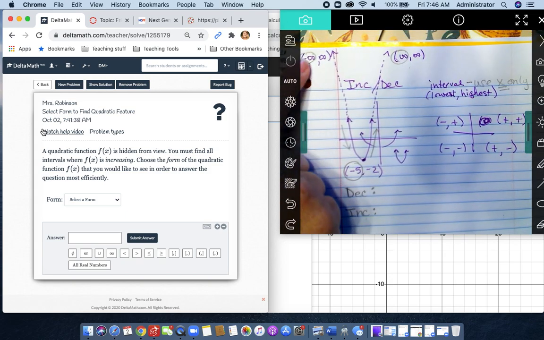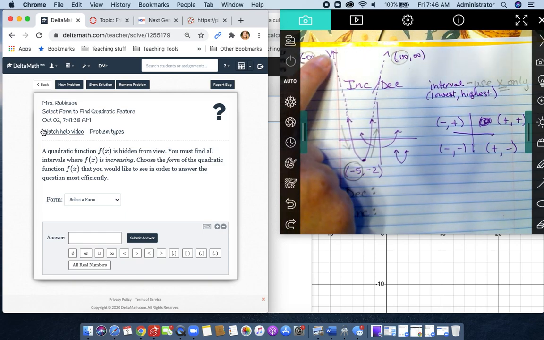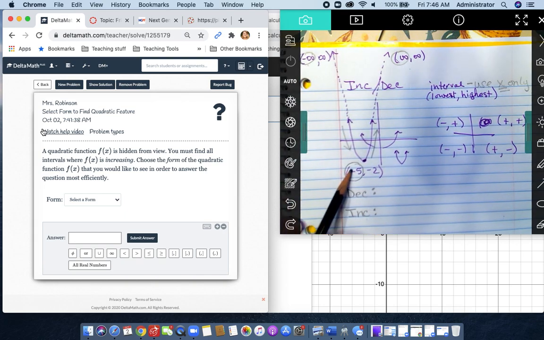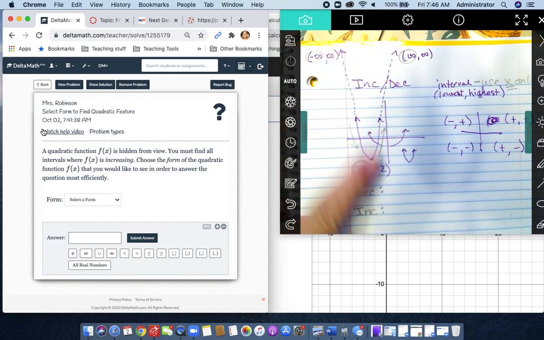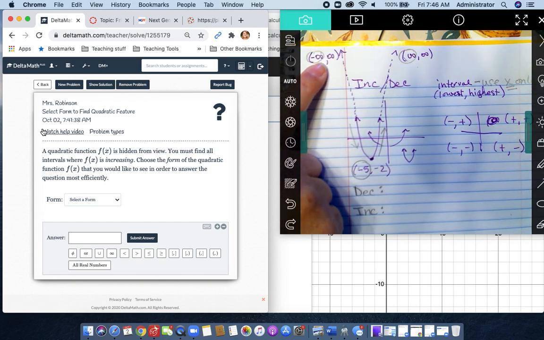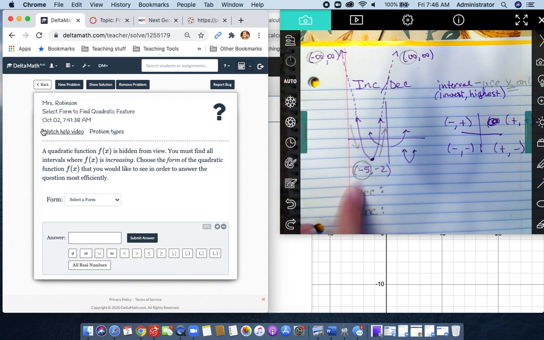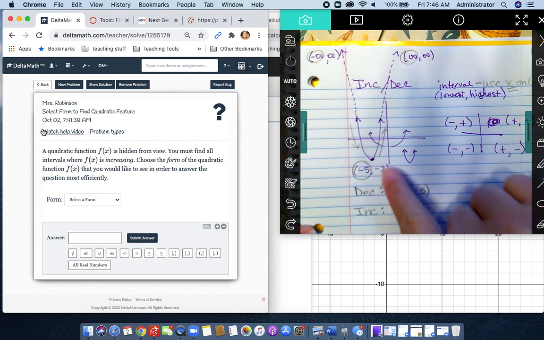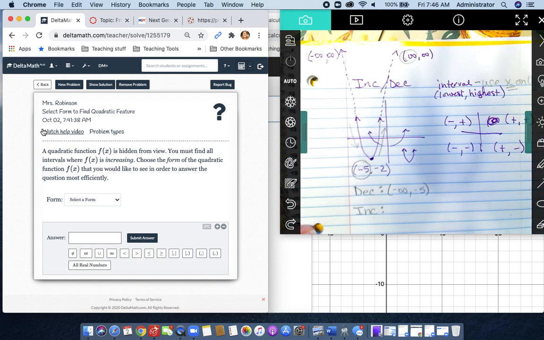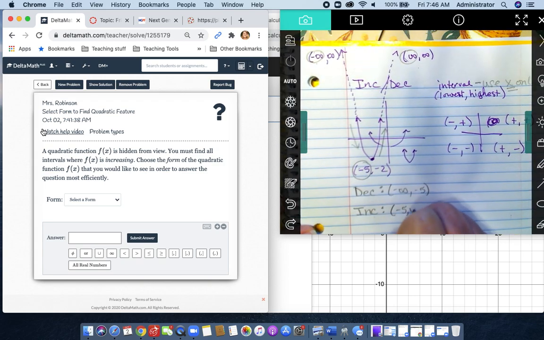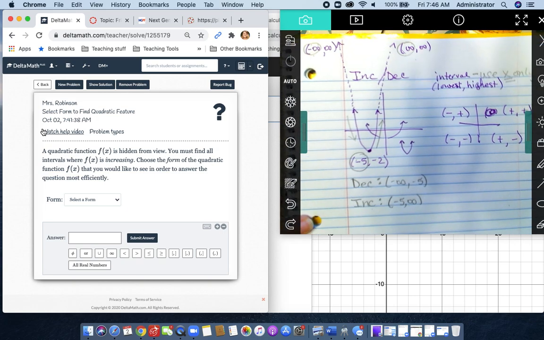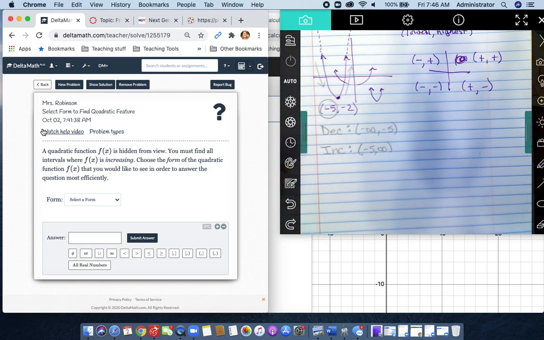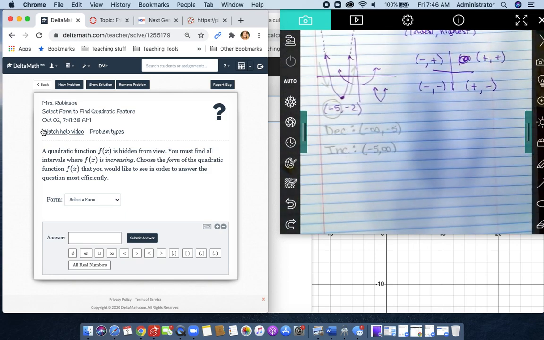Because over here I went down first, this means it is decreasing from an x value of negative infinity to negative 5. So look how I have it circled. I'm going to completely ignore the numbers not in the circle. Only use the numbers in the circle. So it decreases from negative infinity to negative 5, and it increases from negative 5 to infinity. And that's it. It decreases from here to here. It increases from here to here.